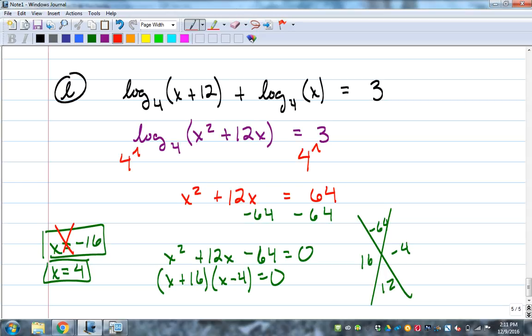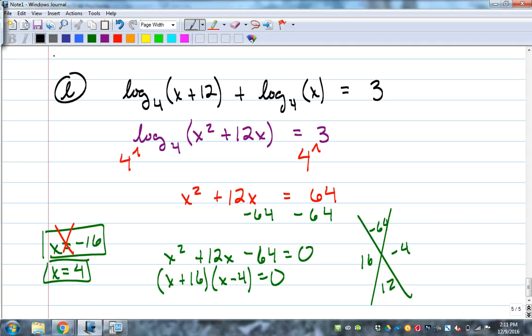The majority of these are not going to be too strenuous of equations once you get the bases the same or get rid of the logs. You'll get to the quadratics, and those are going to get you somewhere with that, okay?